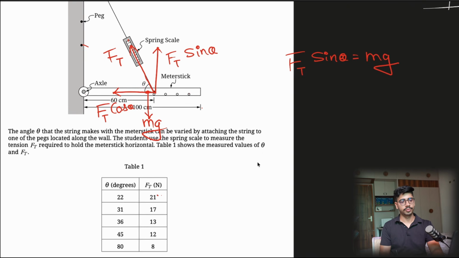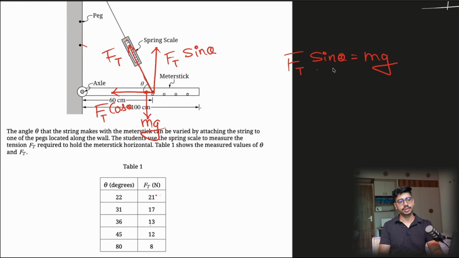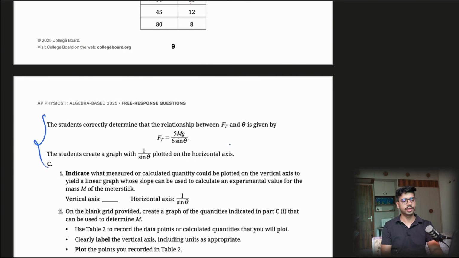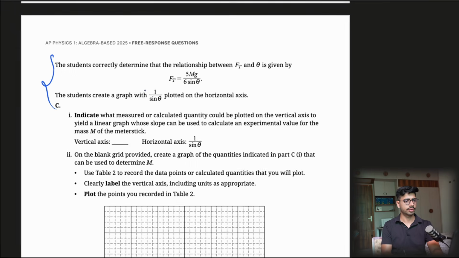So as you increase theta, the sine theta value will also increase. So you require less tension force to balance out the mg, because mg is not changing, correct? That is constant. So if this value will increase, and this side is constant, not changing, the tension force Ft has to go down basically. And they have already given that, so you do not have to worry about that much.